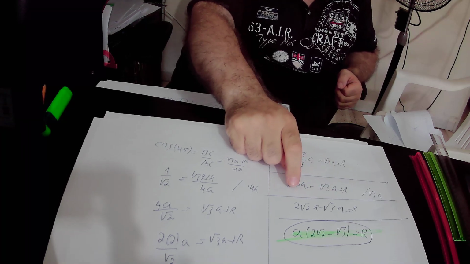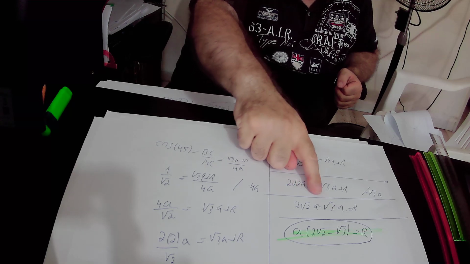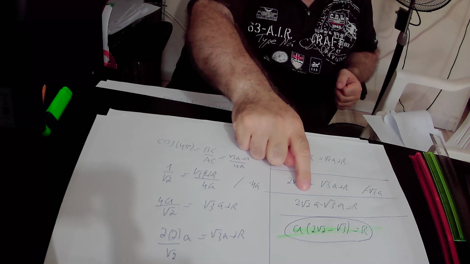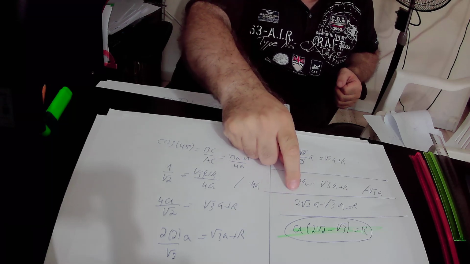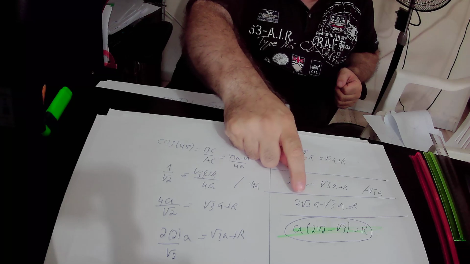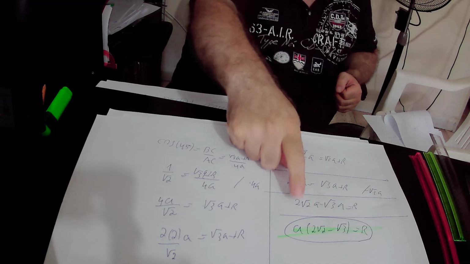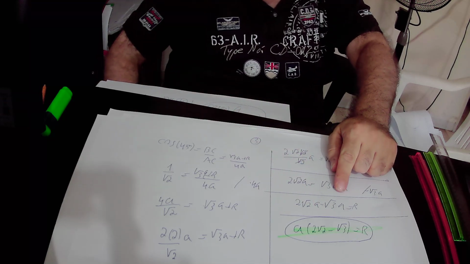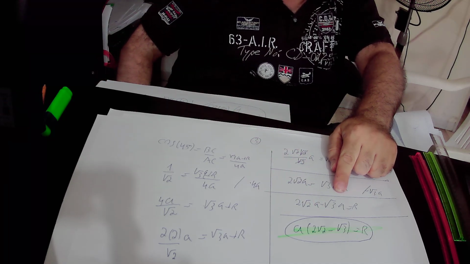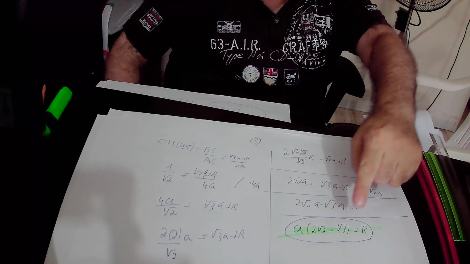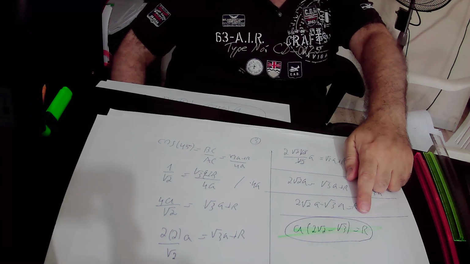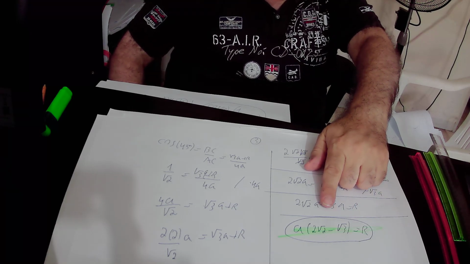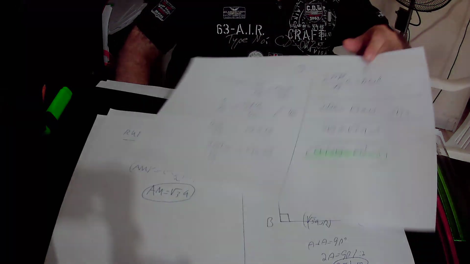Here we took a as a common factor out of those two expressions. What is left from 2 times square root of 2 times a after we took a as a common factor is 2 times square root of 2. What is left from minus square root of 3 times a after we took a as a common factor is minus square root of 3. So in conclusion, we found out that the radius of the circle equals a times 2 times square root of 2 minus square root of 3. Okay.